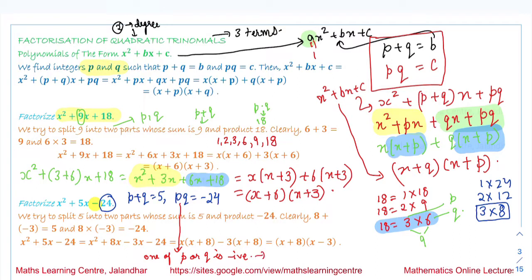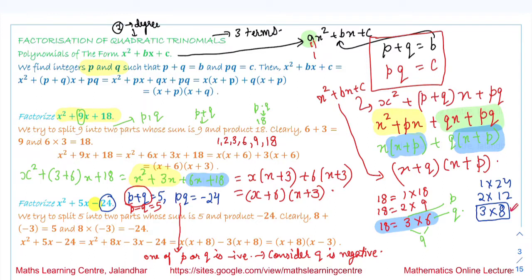Suppose we consider q is negative. It means we are basically talking about p minus q should be 5. We need the positive answer. So we are saying p minus q should be 5.